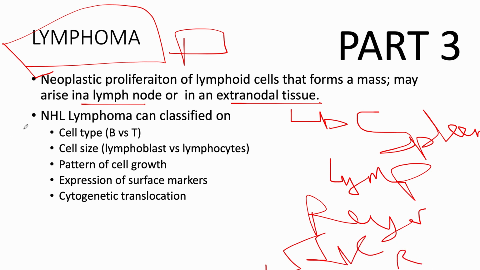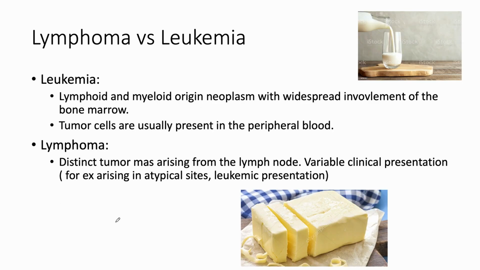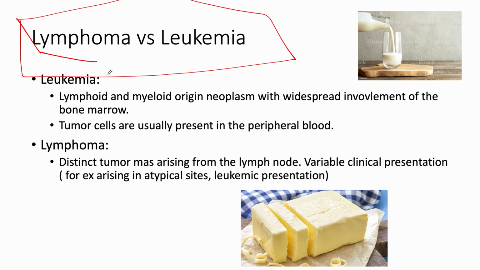So non-Hodgkin can be divided into many things. The ones we're going to talk about are B and T cells, by size, and where they kind of grow. Obviously, we're going to classify them, and another classification is Hodgkin versus non-Hodgkin. So let's classify them by size. Small B cells will be follicular, mantle, marginal. I know this won't make any sense right now, but I'm going to get into the details in the next pages. First of all, I want to differentiate between a lymphoma and leukemia.